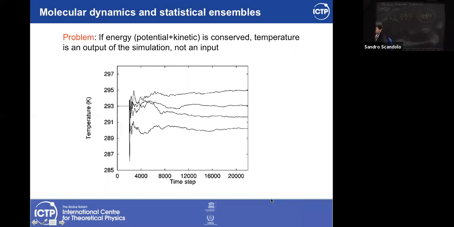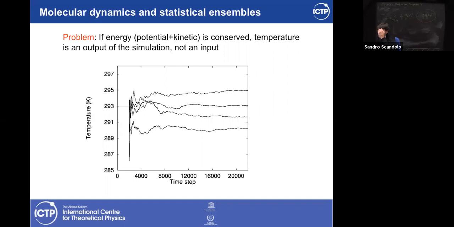curves. These are actually curves that show you the instantaneous temperature along different runs, where essentially the difference was only the choice of the initial conditions. By the way, the choice of the velocities, as I said, is typically straightforward. You just sample the Boltzmann distribution at the temperature you want. So here it was 293.